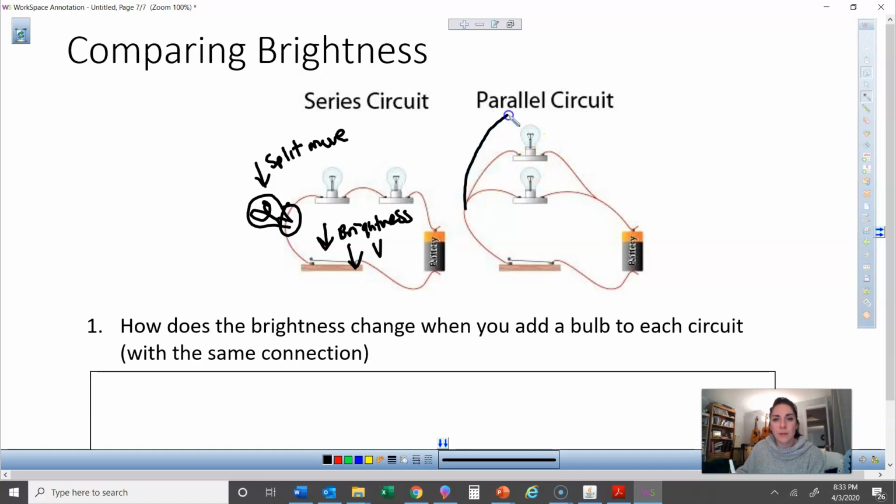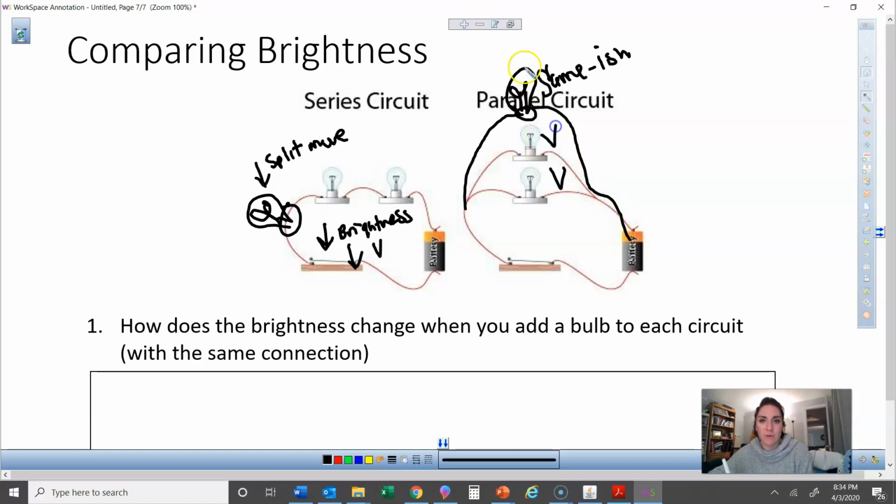What about this? If I add another place for the electrons to go, I get the same energy. I do split the current, so it's a little less, but overall I get the same voltage here. So I would see relatively the same brightness, same-ish. I put same-ish only because it doesn't change the current by that much. I'm assuming this is the same value. If we added another bulb to this circuit, it would still remain relatively the same brightness because you're getting the same amount of voltage. And the current now splits into thirds. So it's a little less bright, but not by much.